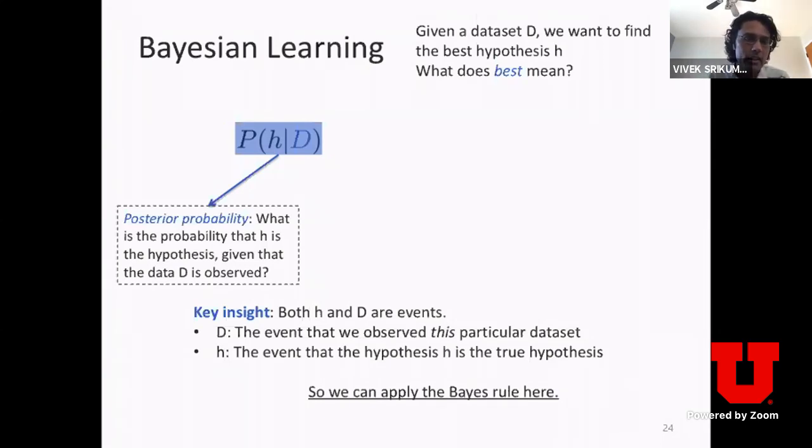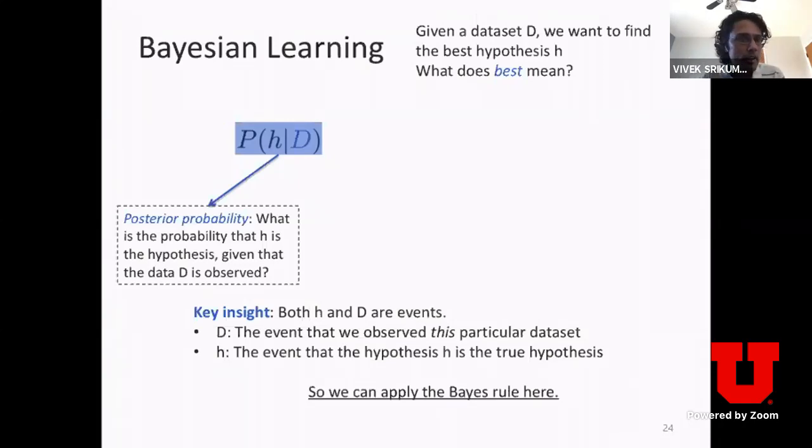And H is the event that among all the hypotheses that exist, this particular one is the true classifier. So in some sense, the posterior probability is asking what's the probability that this H is the true classifier, given that among all the data sets that might exist, I have seen this particular data set. So both of these are random variables, and because of that, both of these are events in some sense.